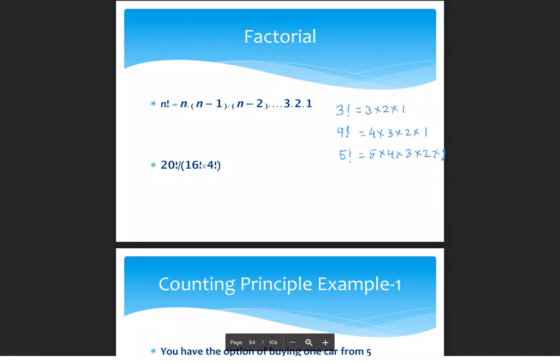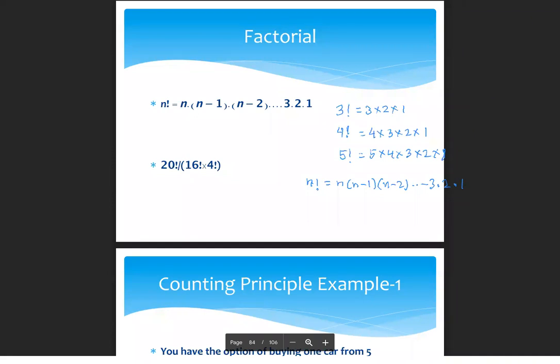And in general, n factorial, where n is a positive integer, is n times n minus 1 times n minus 2, times 3, 2, and 1. So n factorial is the product of the first n integers, 1 through up to n. That's what it means to find a factorial.